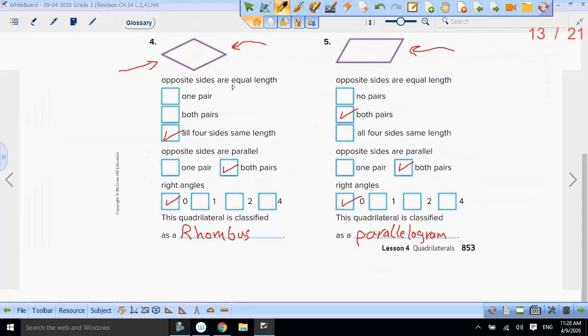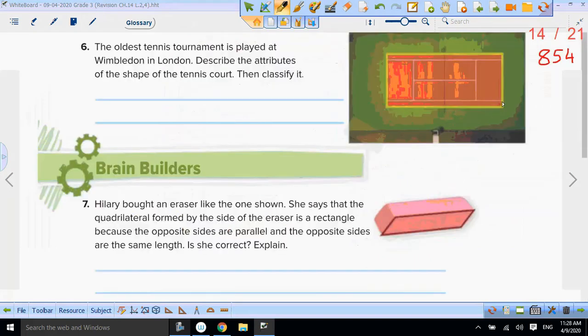Okay, we solved it till this page. Now go to page 854. Read this example. The oldest tennis tournament is played at Wimbledon in London. Describe the attributes of the shape of the tennis court, then classify it. As we see here, this is what? Yes, this is a rectangle. What are the attributes of the rectangle?